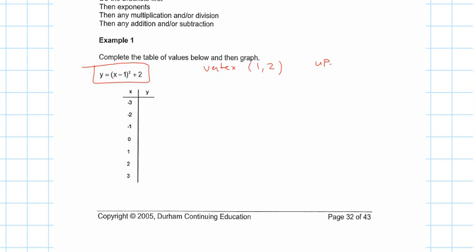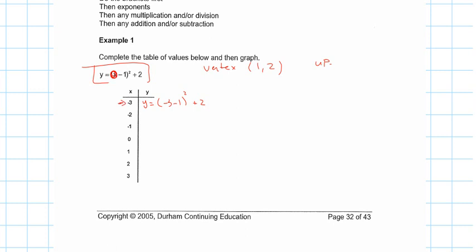Eyes on the board for a second. These values are already given to you. These are the values of x, and they want you to find the value of y that belongs to each x. So you take the x value and plug it in for x. That's going to be y equals (negative 3 minus 1) squared plus 2. I replaced x with the x value that's given to me.